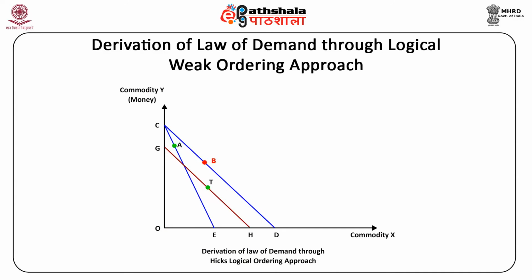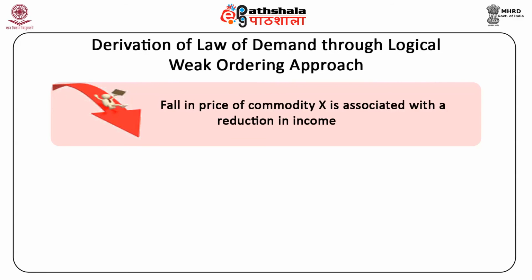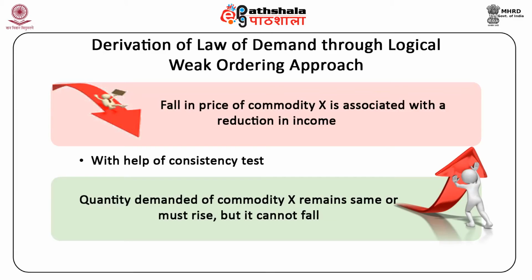When combination B lies to the right of A, it means that quantity demanded of good X rises due to the fall in its price. And if the combination B lies exactly above the combination A, then the fall in the price of commodity X is associated with a reduction in income. With the help of consistency test, it can be shown that the quantity demanded of commodity X remains same or must rise, but it cannot fall.